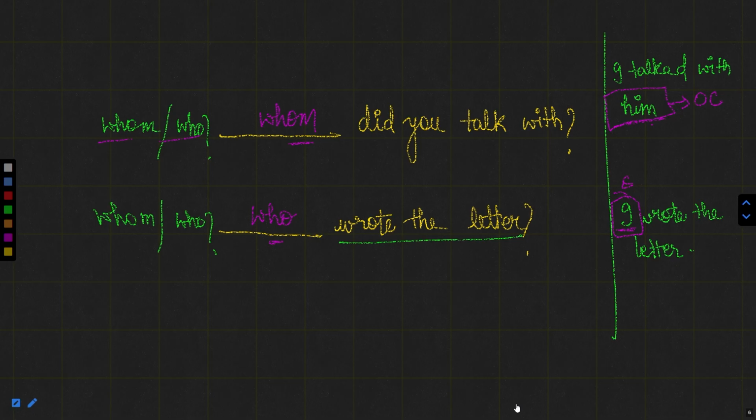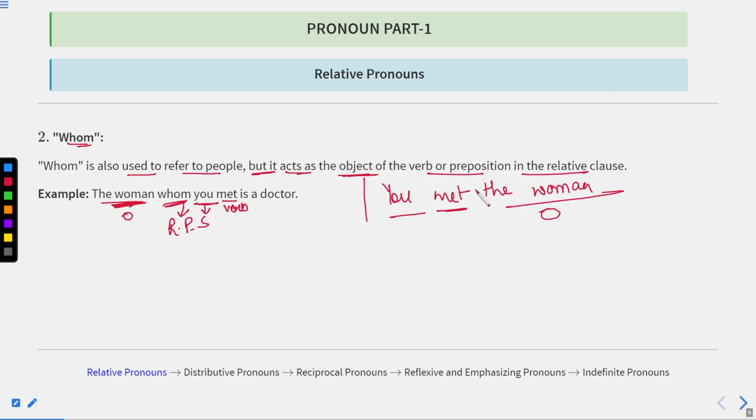So in the first one, we should write whom, because when we make any possible reply to that question, we get the objective case. And when we make a possible reply to the other question, we find that the reply to this question is the subject of the sentence. So you can use this trick to find out whether to write who or whom in the sentence. Now let us get back to the slides.